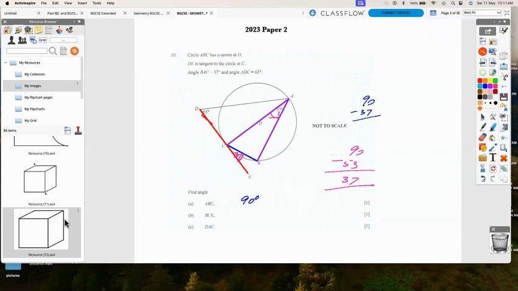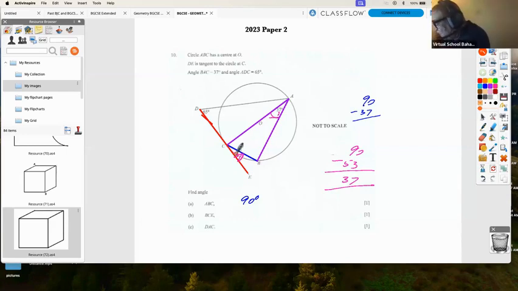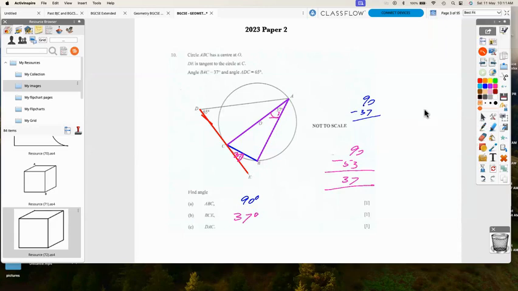Yes, sir. So they can either give you this and ask you to find that one, or they can give you that one and ask you to find this one. So you have to know what the alternate segment is. So this answer here is 37 degrees. Any question on that? No, sir.